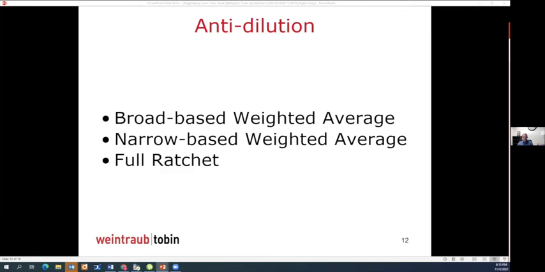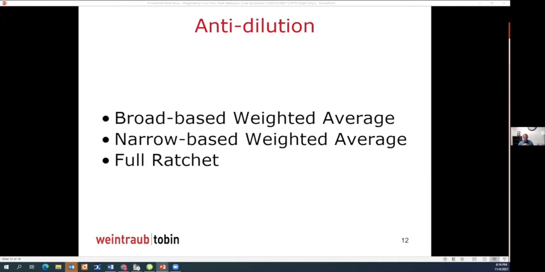Okay. So next we've got anti-dilution. Similar to the liquidation preference, we've got three different versions: broad-based weighted average, narrow-based weighted average, and full ratchet. These are basically to protect the investor in a down round dilution situation. The broad-based weighted average takes the total number of outstanding preferred shares plus the common stock reserved for issuance. So if something is authorized but not outstanding, then that's included.